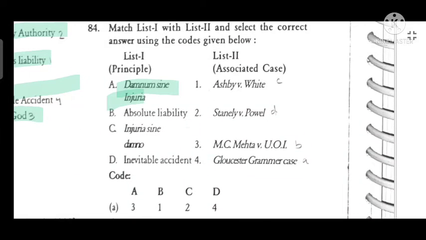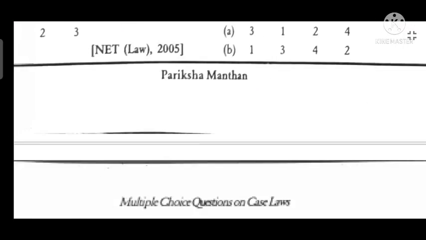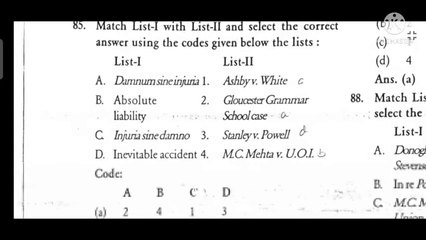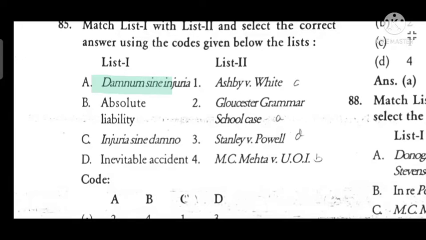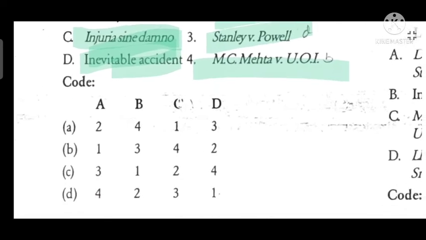Damnum sine injuria, Gloucester Grammar School case. Absolute liability, MC Mehta versus Union of India. Injuria sine damno, Ashby versus White. Inevitable accident, Stanley versus Powell.